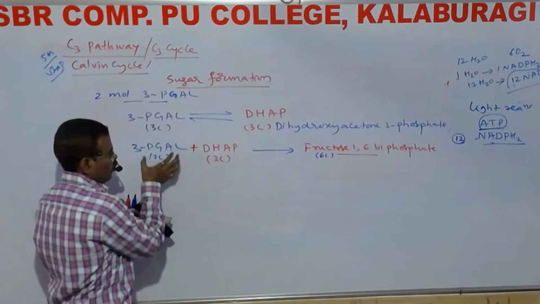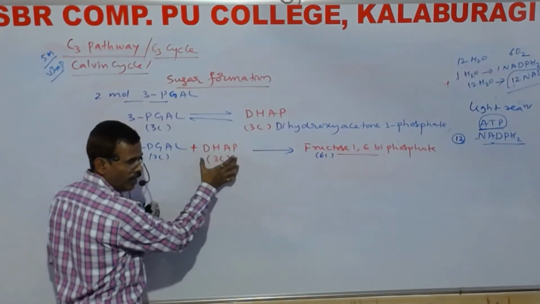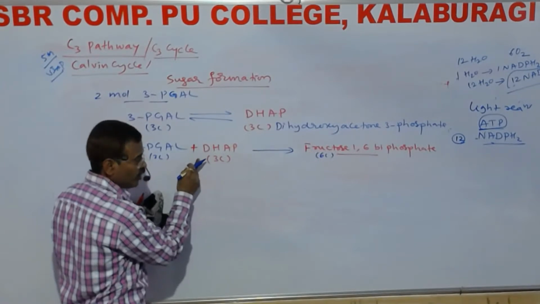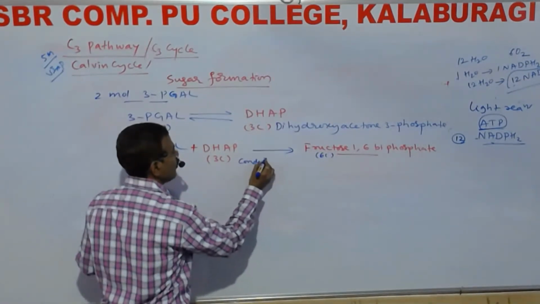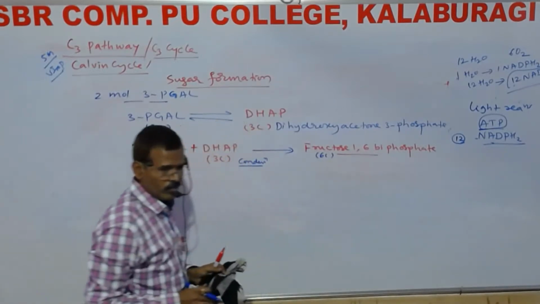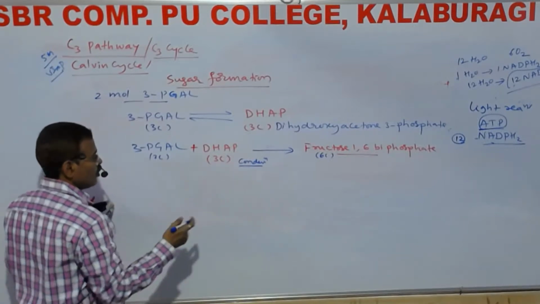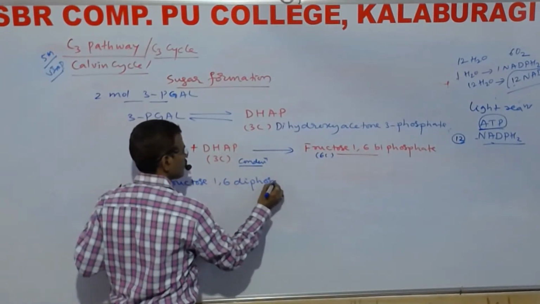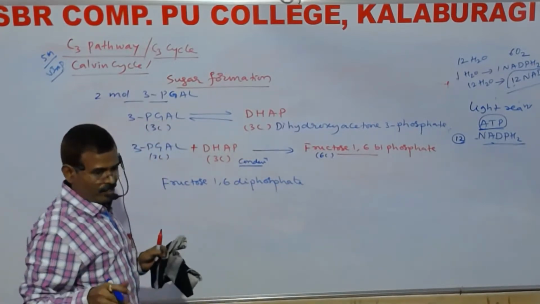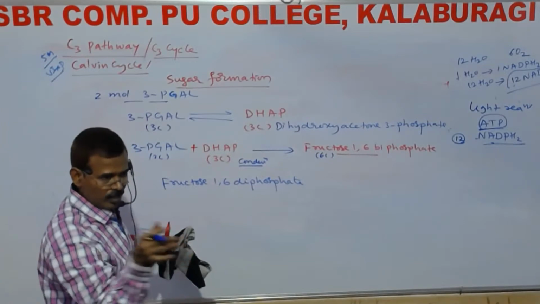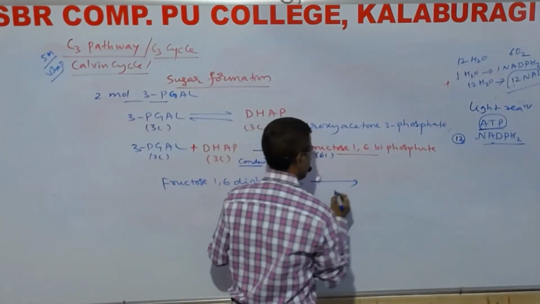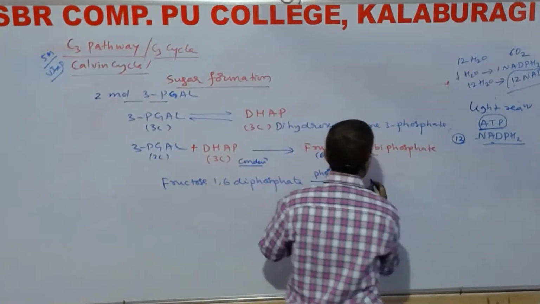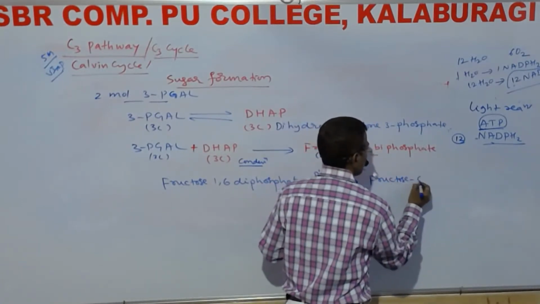So 3-carbon, 2 molecules: one is phosphoglyceraldehyde, another is dihydroxyacetone 3-phosphate. They undergo condensation, they fuse and form fructose 1,6-bisphosphate. It is a 6-carbon compound. So next, fructose 1,6-bisphosphate undergoes dephosphorylation. Dephosphorylation means removal of phosphate, using the phosphatase enzyme. So what happens here? You will get fructose 6-phosphate.